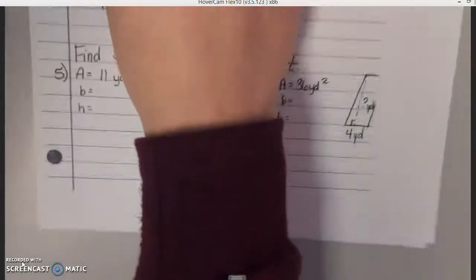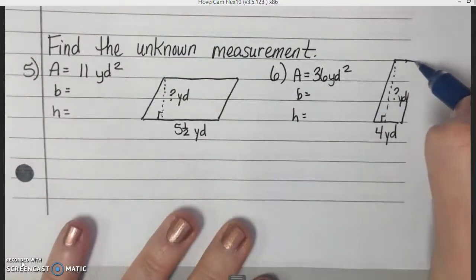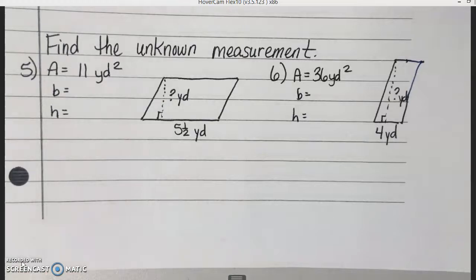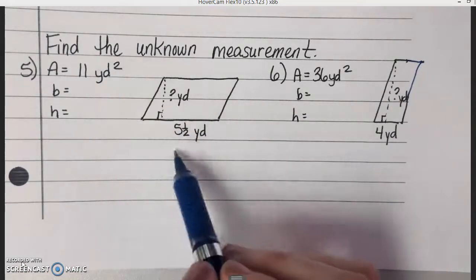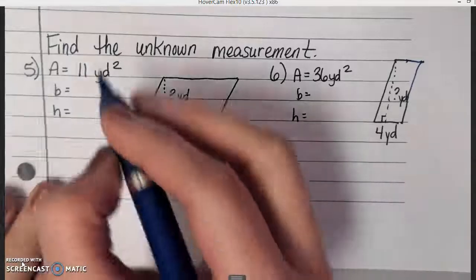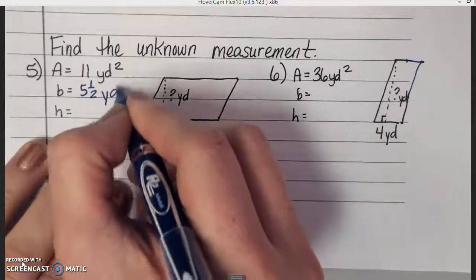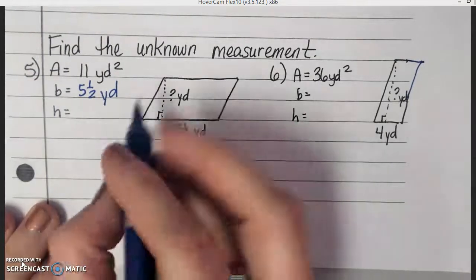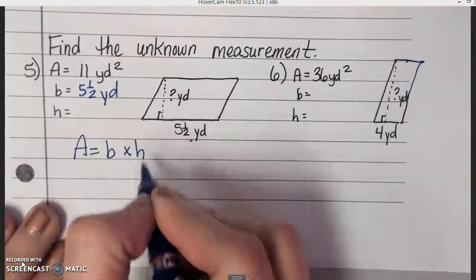All right, let's look at 5 and 6. All right, so this time we're finding the unknown measurement. So notice they've given me my area. I can look here to see that the base is 5.5. So here I'm going to put 5.5 yards. And I've got to find my height. So I'm going to start with my formula. Area equals base times height.